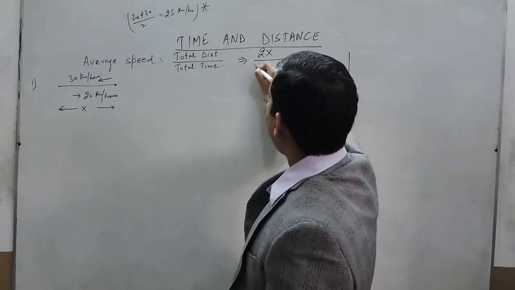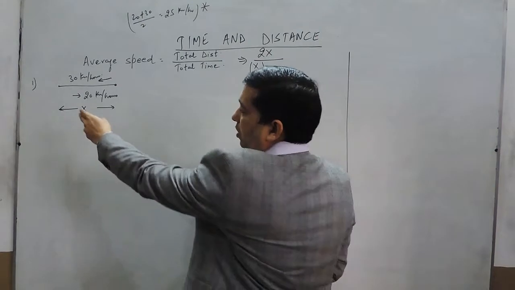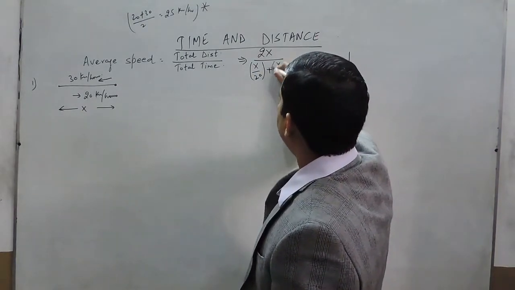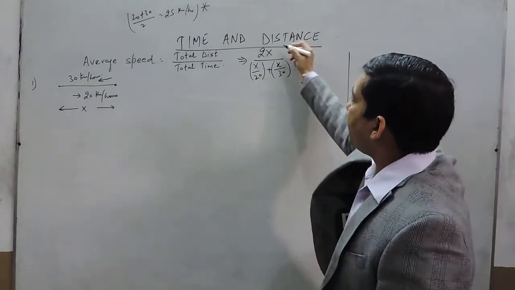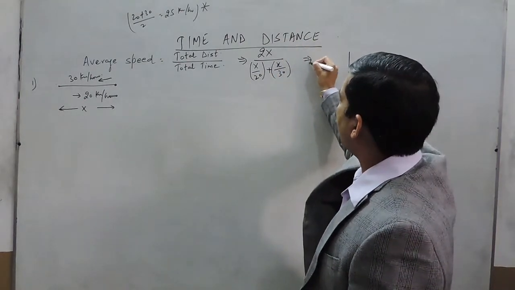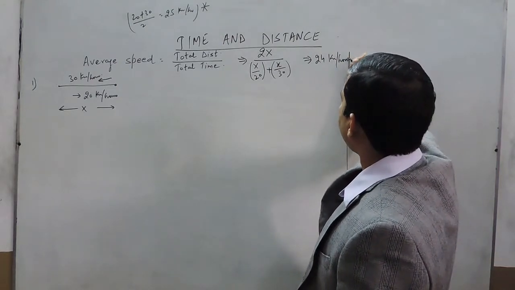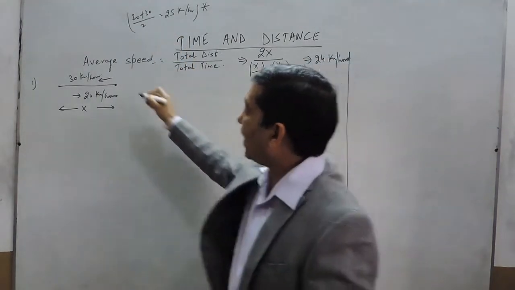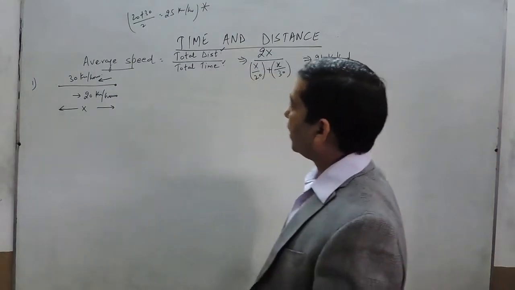So here we can say the total distance, x coming and x going, comes out to be 2x, upon the total time, which will be x upon 20, the time for going, plus x upon 30, the time for coming back. If we solve this calculation, it comes out to be 24 km per hour, which is not 25 km per hour. So the average speed is the total distance divided by total time.